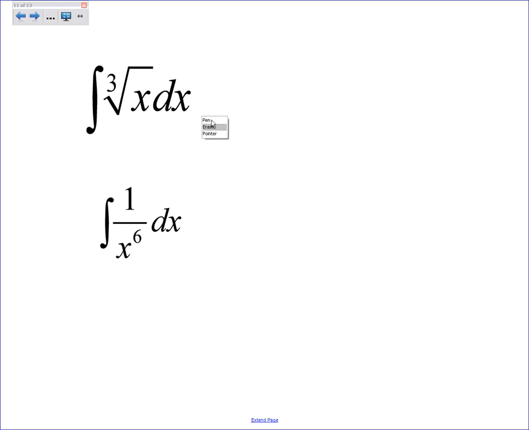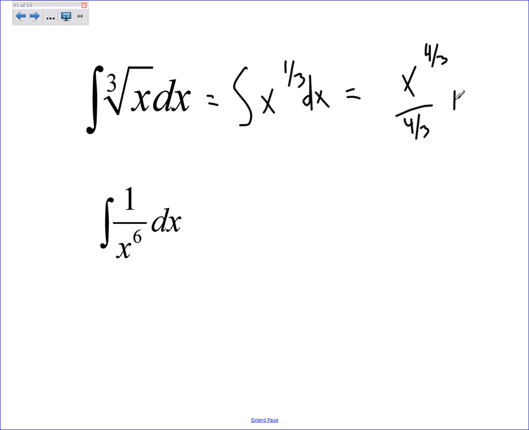So the rewrite, remember, hopefully, is that this becomes x to the 1/3 dx. When we take the antiderivative, we do the opposite thing. We used to multiply by the exponent and subtract 1 from it. In this case, we're going to add 1 to the exponent and divide by our new exponent. So this becomes x to the 4/3, because 1/3 plus 1, divided by 4/3, plus c.